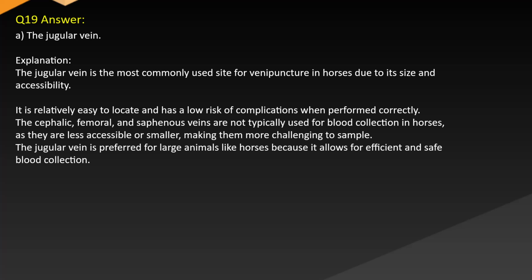Answer A. The jugular vein. Explanation. The jugular vein is the most commonly used site for venipuncture in horses due to its size and accessibility. It is relatively easy to locate and has a low risk of complications when performed correctly.